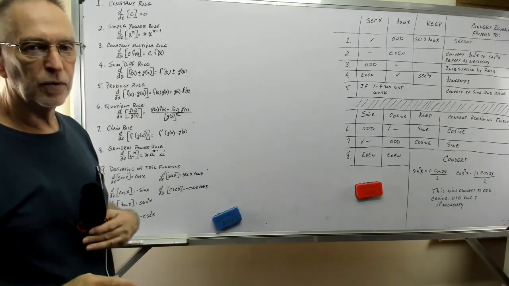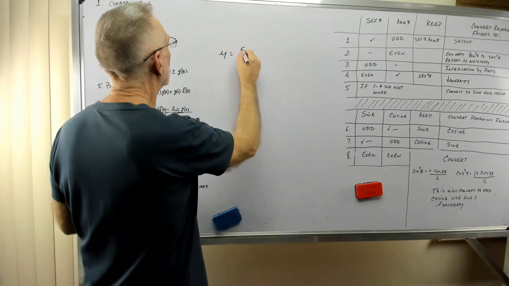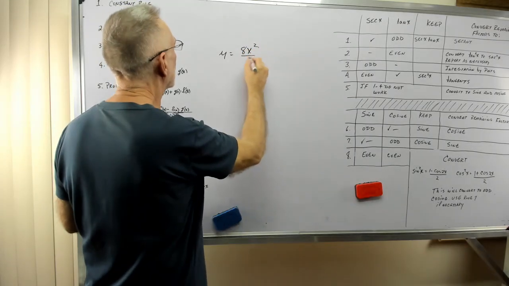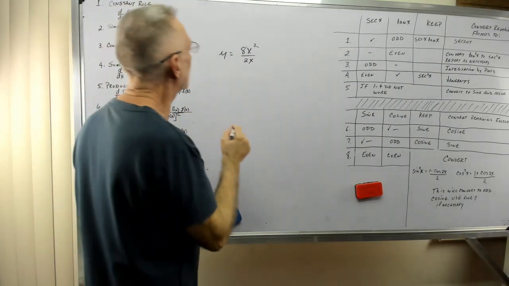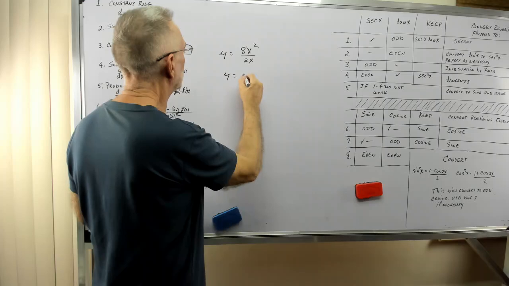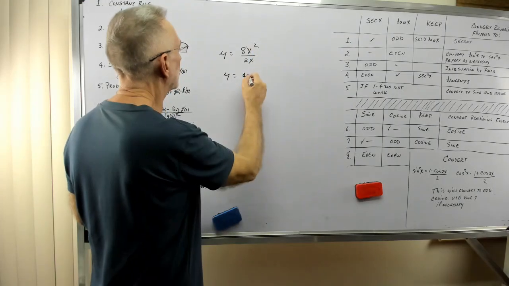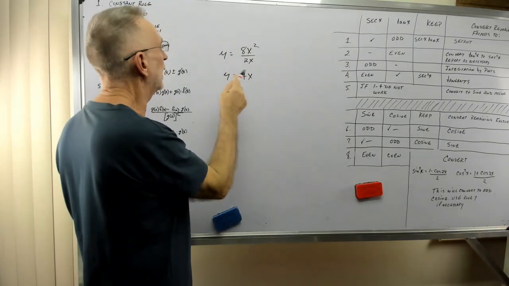Now I'll do something really simple first. Let's say I have y equals 8x squared divided by 2x. Now if we went ahead and divided that out, 8 divided by 2 is 4. X squared divided by x is x.